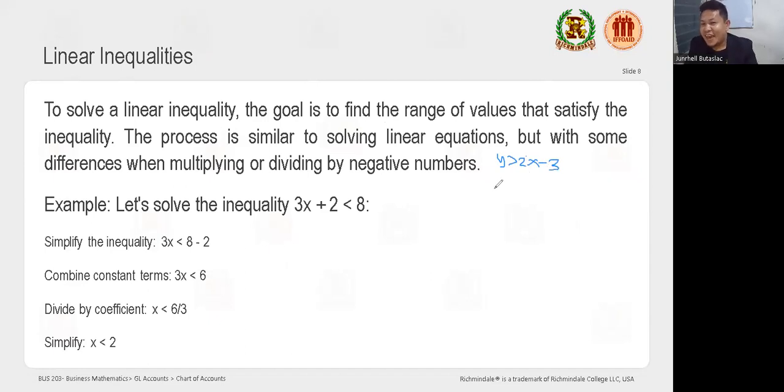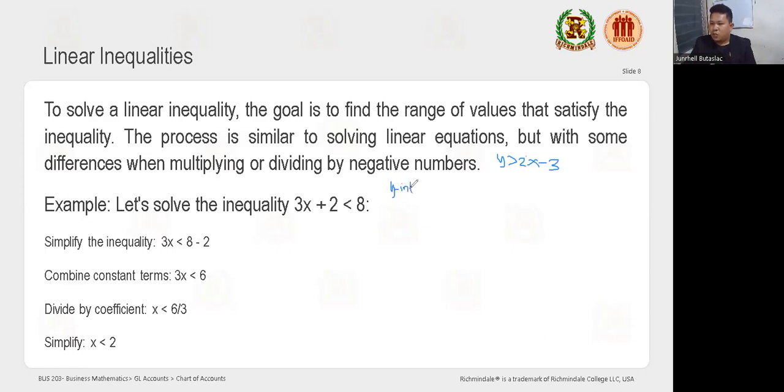Take note that we identify the line first. What is the line to be applied here? Since, as you can see, this is less than or greater than, we need to say this is a dashed line. That should be the line that will be applicable later on when you plot the points on the coordinate plane. Now identify the y-intercept. Automatically, the y-intercept here is -3.